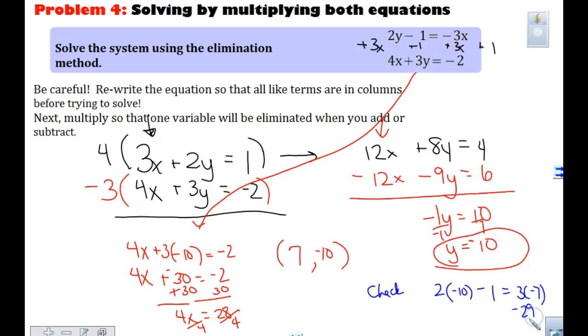Negative 21. Is that going to give you on this side negative 20 minus 1? Same solution. Negative 21 equals negative 21.